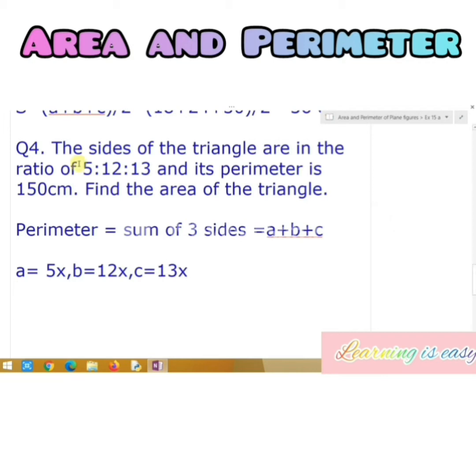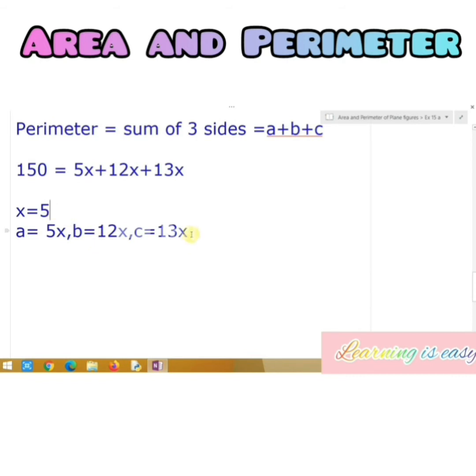We already have the perimeter, that is 150, which is the LHS. So 150 equals 5x plus 12x plus 13x, the sum of the three sides of the triangle. With that, we get the value of x, which is 5. By substituting this value of x in A, B and C, we get the exact sides of the triangle. So 5 into 5 is 25 centimeters, one of the sides. 12 into 5 is 60 centimeters, the other side, that's B. And 13 into 5 is 65 centimeters, the third side of the triangle.